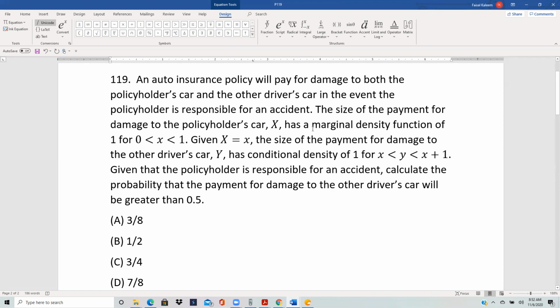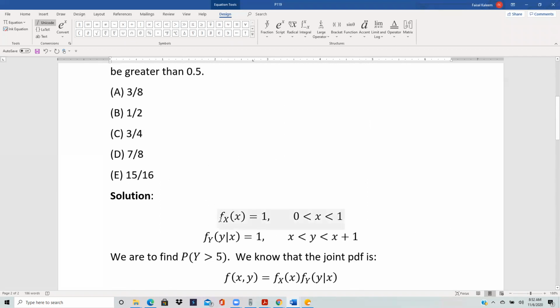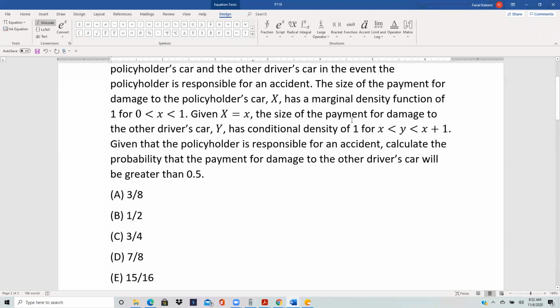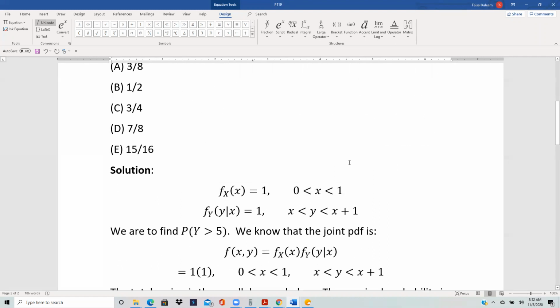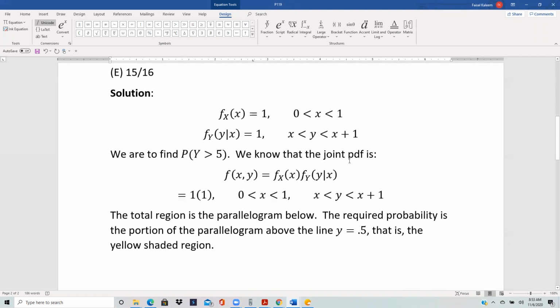So the first thing we have is the marginal density function. X has a marginal density function of 1 for X between 0 and 1. The notation for that is f subscript big X of x, and we are told that it's equal to 1 for x between 0 and 1. And then we are told that given X equals x, Y has a conditional density of 1 for Y between x and x plus 1.